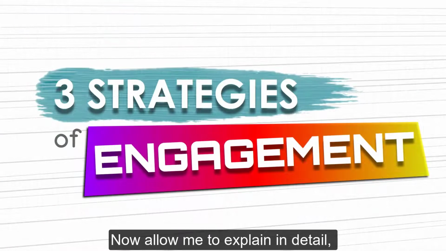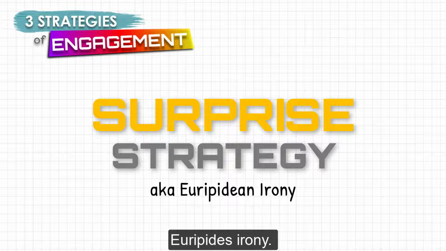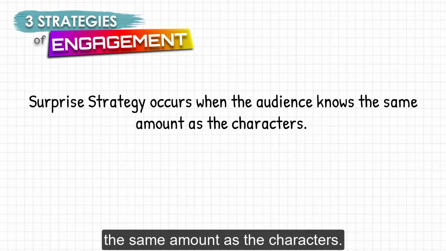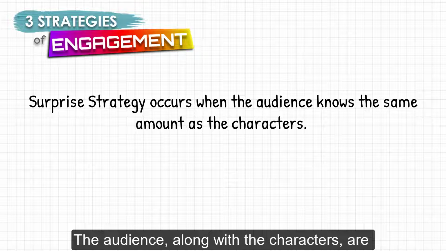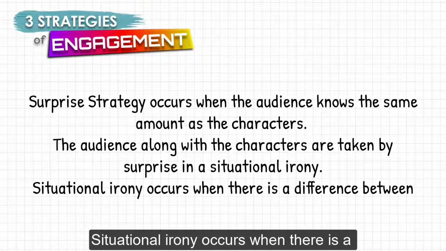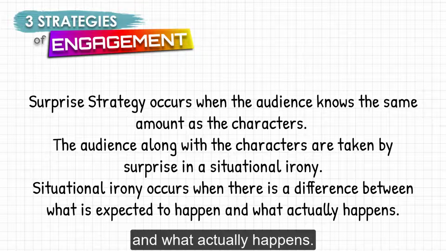Now allow me to explain in detail using some examples. In a surprise strategy, also known as Euripidean irony, it occurs when the audience knows the same amount as the characters. The audience, along with the characters, are taken by surprise in the situational irony. Situational irony occurs when there is a difference between what is expected to happen and what actually happens.